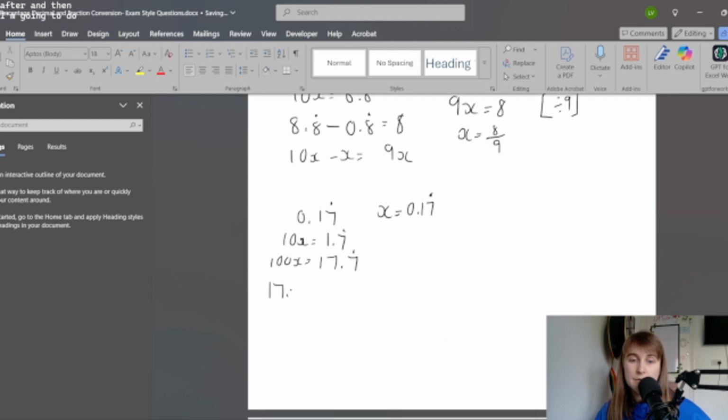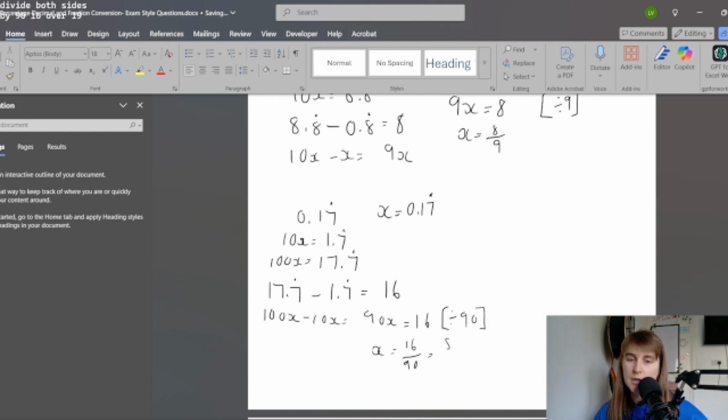And then I'm going to do 17.7 recurring, take away 1.7 recurring, which gives me 16. And that's the same as doing 100x minus 10x, which is 90x. So 90x equals 16. x equals, divide both sides by 90, 16 over 90. Now let's simplify that. So that's 8 over 45. And that would be our final answer. So 0.17 recurring is 8 over 45.